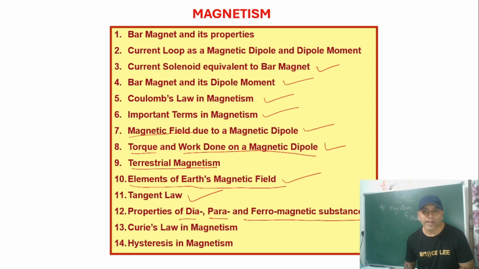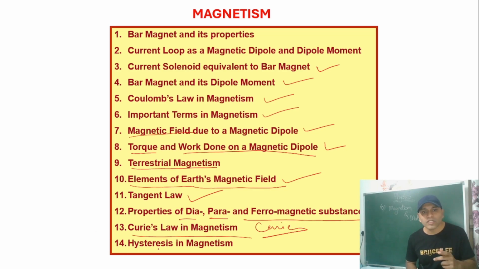Obviously the magnetism also has 3 kinds of behavior that is discussed here, with the type of substances or type of matter which show the different types of magnetism. Then the 13th is Curie law in magnetism. Curie is the temperature, and above the Curie temperature we will see that magnetism is not prominently seen, and below the Curie temperature the magnetism can be observed.